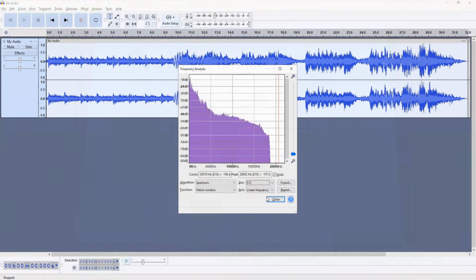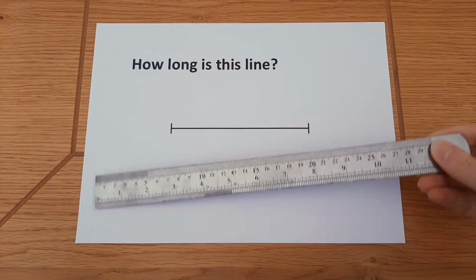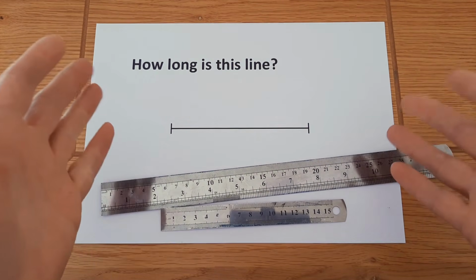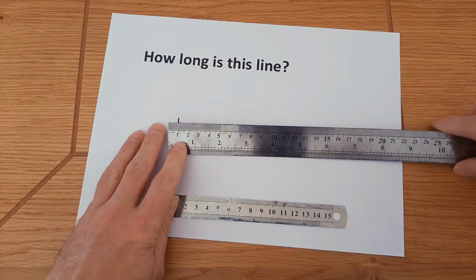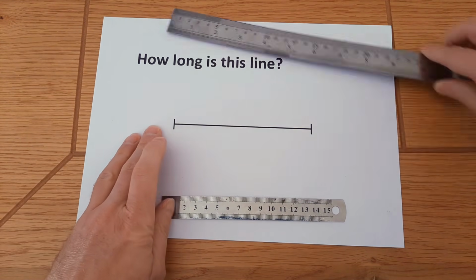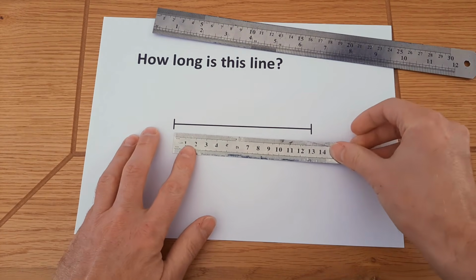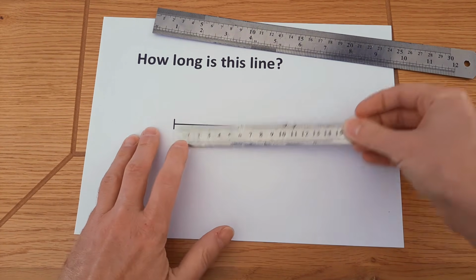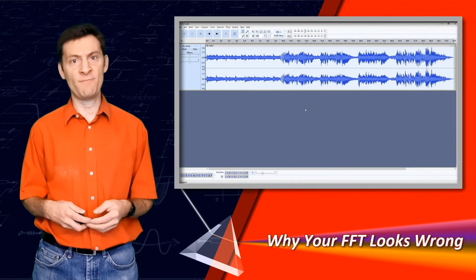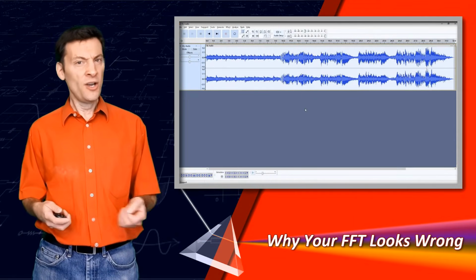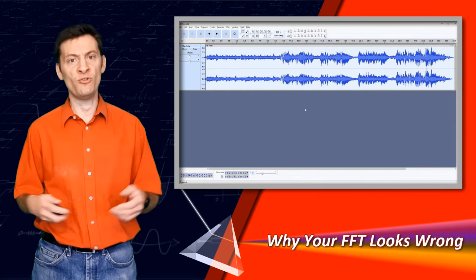If I want to measure the length of a line and I have two rulers to hand, surely it shouldn't make a difference which ruler I choose. Both should give me the same measurement. Unless, of course, there was something wrong with one of my rulers. But here I was, changing rulers as it were, and this apparently changed the frequency spectrum of my signal. Could it be that the FFT is just a bad ruler?